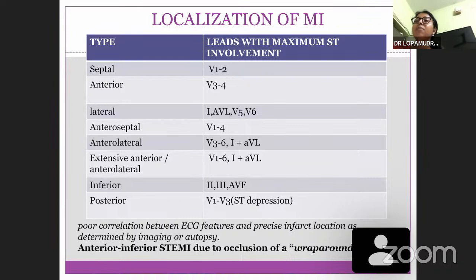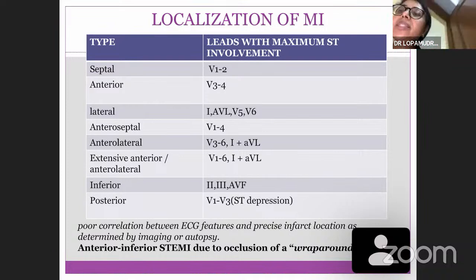So conventionally, the septal leads are taken as V1 and V2. So if the ST elevation is maximum there, then we say it is a septal MI. Similarly, anterior MI in V3 and V4. And in lateral MI, it is 1, aVL, V5, V6.